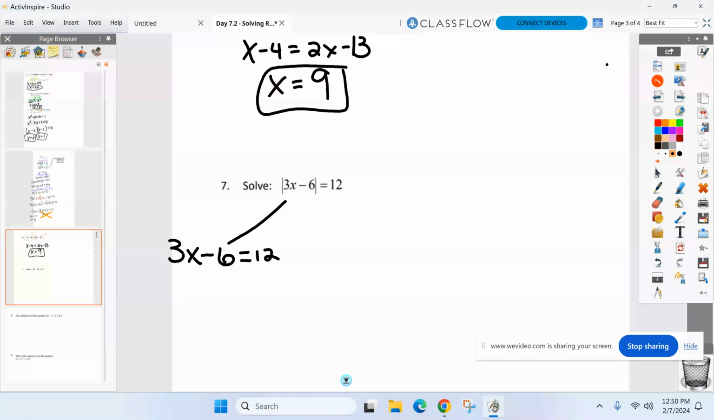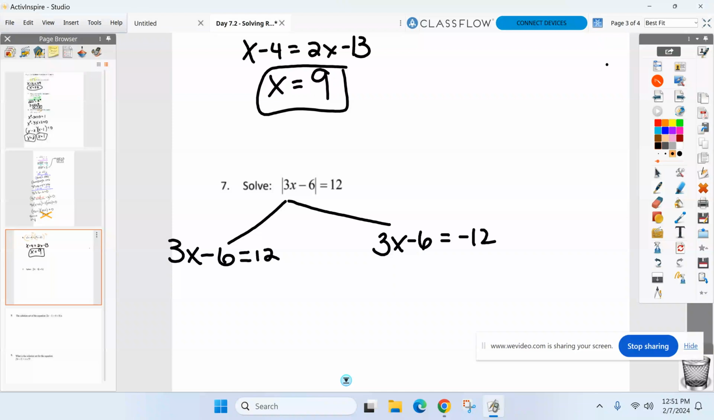Second one. Now, I may teach this different than what you've learned last year because this is the easiest for me to do. I drop the absolute value, but I change the signs on everything on the other side of it. So instead of 12, it's going to be negative 12.